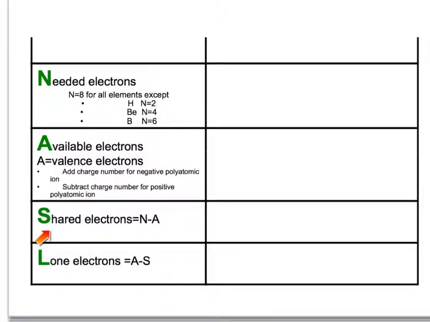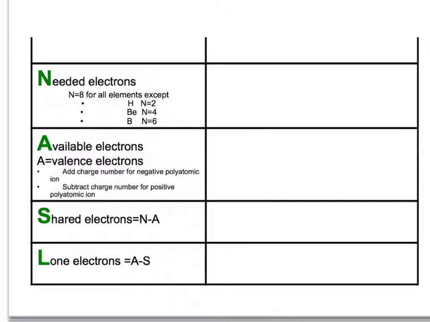The S here stands for shared electrons, which is obtained by subtracting the available electrons from the needed electrons. And finally, what's left will consist of the lone electrons, subtracting the shared from the available.